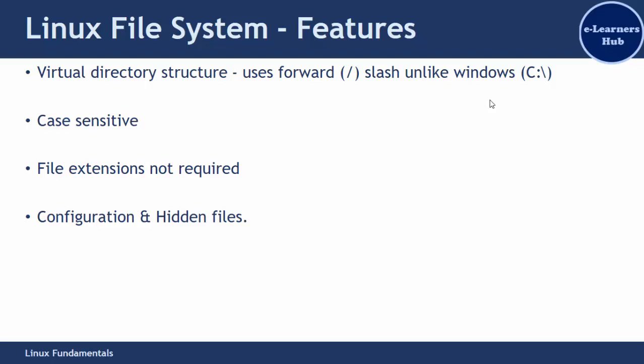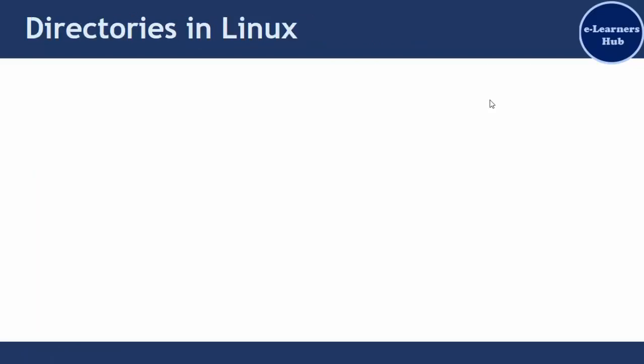Linux also has a lot of configuration files and hidden files that play a very important role in setting and managing various parameters of the Linux operating system. These are some of the features that make Linux unique, and the file system also plays a very important role in making Linux secure. So let's have a look at the directory structure that is available in Linux.